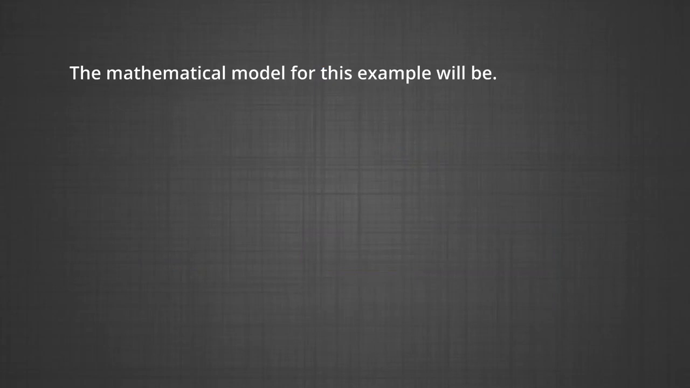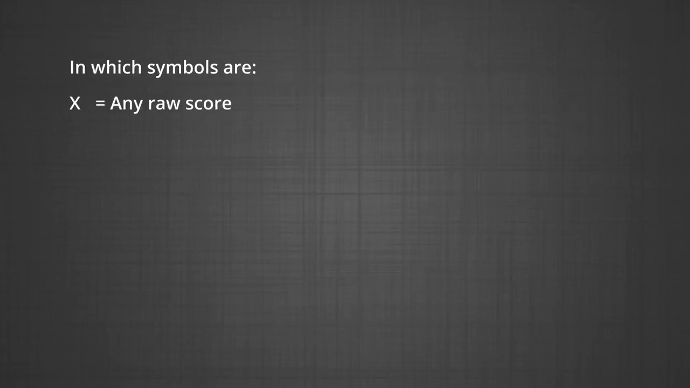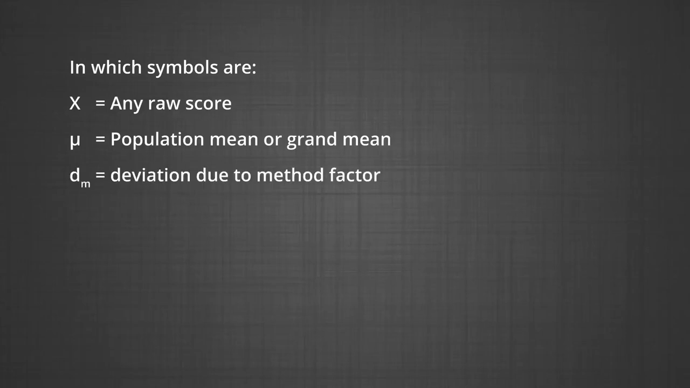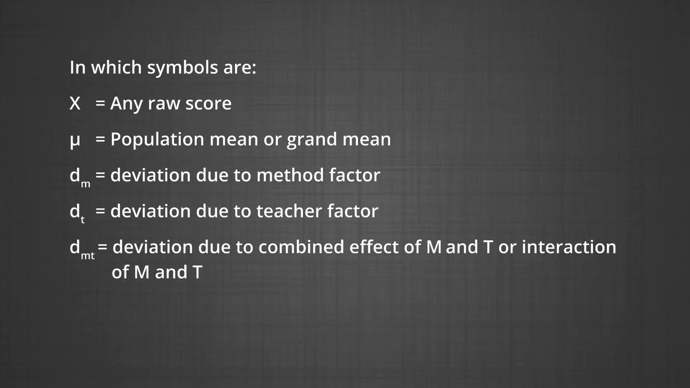The mathematical model for this example will be: X, or any score, is equal to mu plus deviations due to method, plus deviations due to teacher, plus deviations due to the combined effect of M and T, plus the error effect. The symbols are: X, any raw score; mu, the population mean or grand mean; DM stands for deviation due to the method factor; DT stands for deviation due to the teacher factor; DMT, deviation due to the combined effect of M and T, or interaction of M and T; and E stands for the random error.